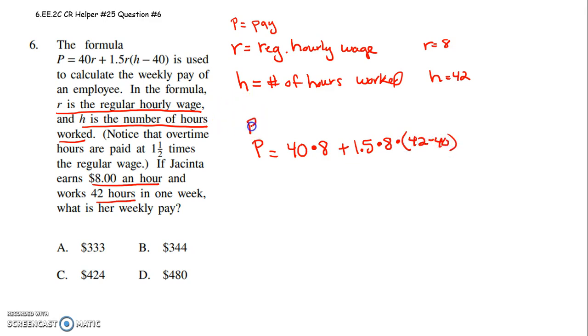So all I did was I took the original formula, 40R, which meant 40 times R, and in place of R I put 8, plus 1.5R, which means 1.5 times R, which is 8, and then H minus 40 in parentheses. Her H is 42 hours worked minus 40. Okay, so now we're just going to follow our order of operations.